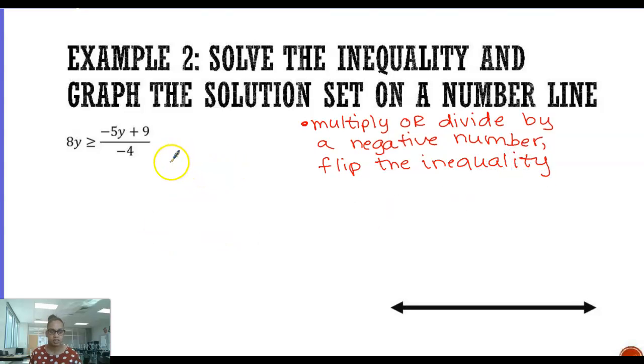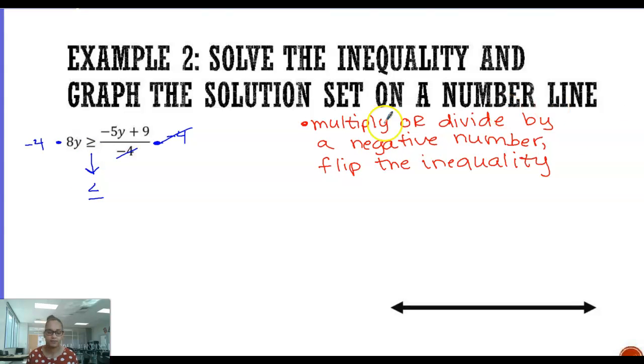Let's see how that works. So if I'm solving this problem, I need to get y alone on one side of the inequality symbol. So let's see how that would work. I'm going to go ahead and get rid of this -4 down here. I can't just get rid of it. What I have to do is inverse operations. Right now I'm dividing by -4, so the inverse would be to multiply by -4 on both sides. But again, if I'm multiplying by a negative, then I have to remember to flip my inequality symbol. So I'm going to just go ahead and do that now.